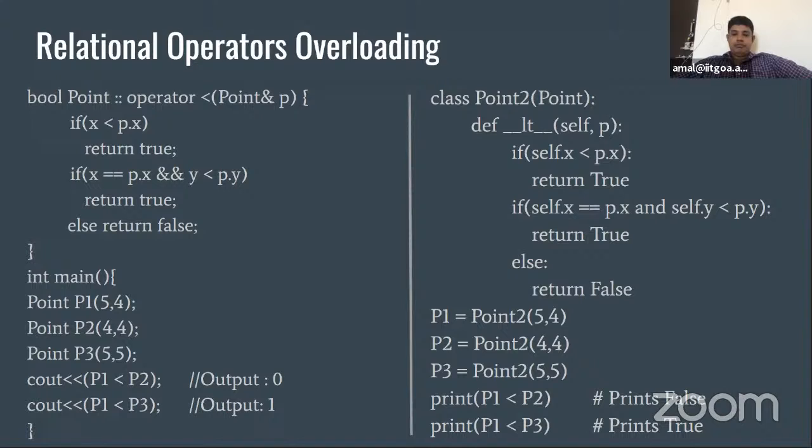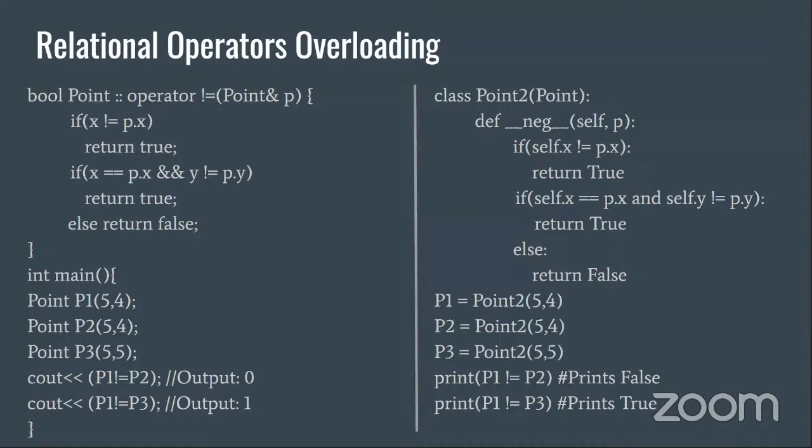So the logic to compare two points in Python is also the same. Below we again define three objects of the class point2, and point2 has inherited the class point. Then we define three objects p1, p2, and p3 with (5, 4), (4, 4), and (5, 5). If you print p1 less than p2, it will return false, and p1 less than p3 will return true. So we'll move on to the next slide now.